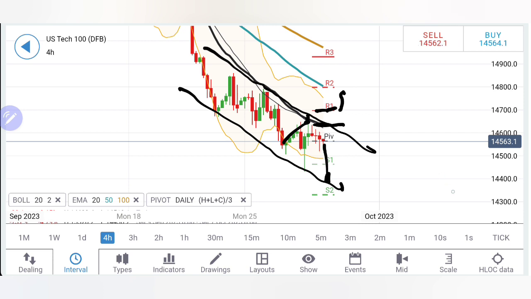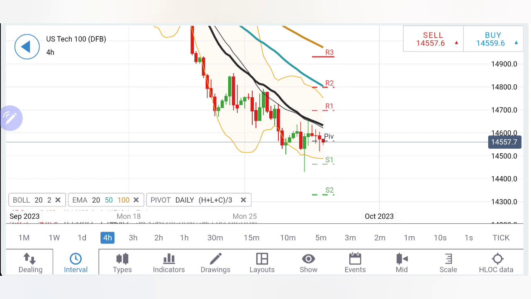Else, at the same time on the downside, 14,400 is what we can see as a good support. 14,400, 350 levels are going to be the maximum support level for Tech 100 today. Any drop below 14,350 should be taken very seriously, where one can expect 14,200.